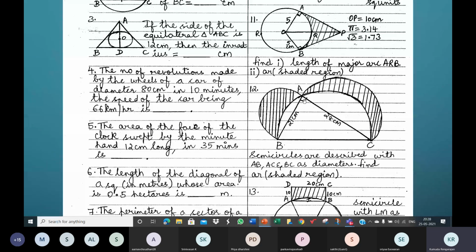Right triangle ABC, right angle at A, with the three sides BC, AB, and AC as diameters, semicircles are described. With BC as the diameter, this is the semicircle described. Now this semicircle stands on the diameter AB, and this semicircle stands on the diameter AC. So given this, we need to find the area of the shaded region.